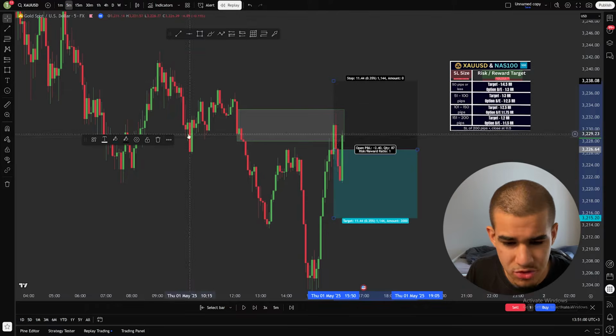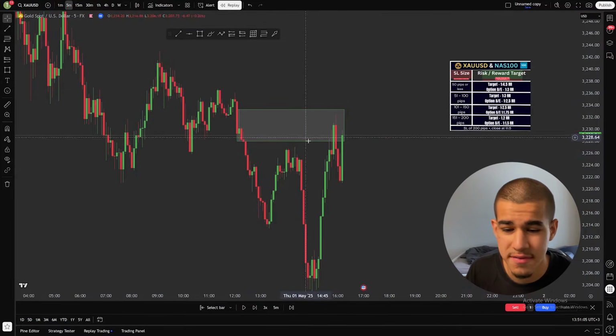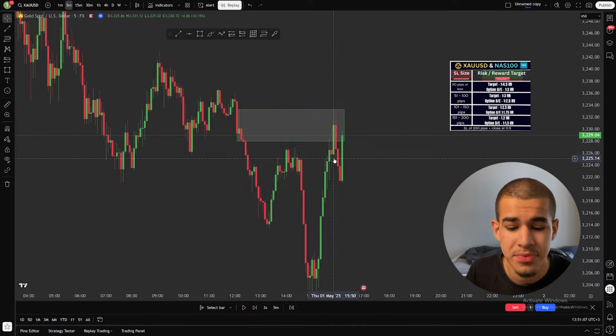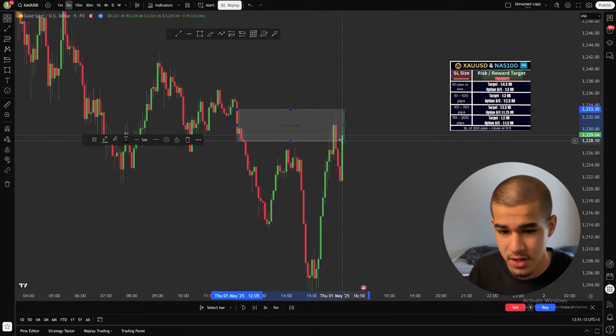Well, this has happened to be a pretty much unfortunate loss. Maybe this was news, and they'll never know. I mean, we did take this trade 10 minutes before a new 4-hour open, but the 4-hour new candle just opened right here. Unfortunate loss.